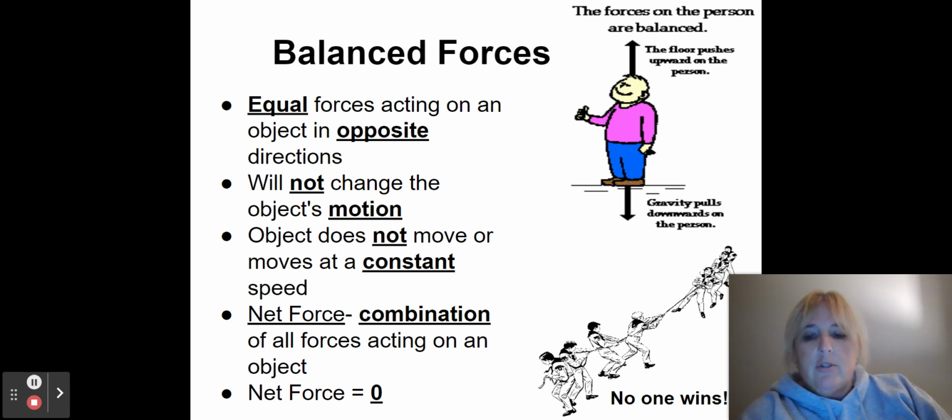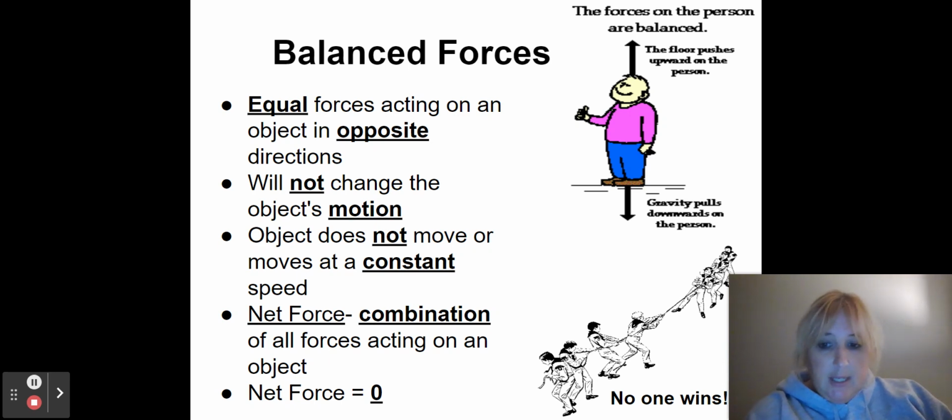The net force is the combination of all of the forces that are acting on an object. So when you take all the forces going from the right, all the forces going from the left, all the forces pulling down and all the forces pushing up, all those forces combined is the net force. And when you have forces that are balanced, all of the forces will cancel each other out because they are equal and opposite, and your net force will be zero.